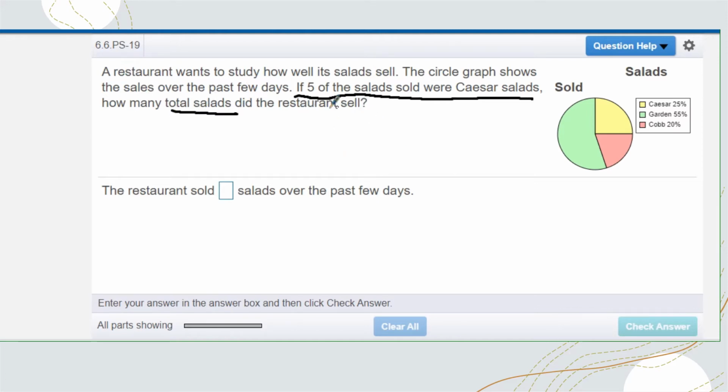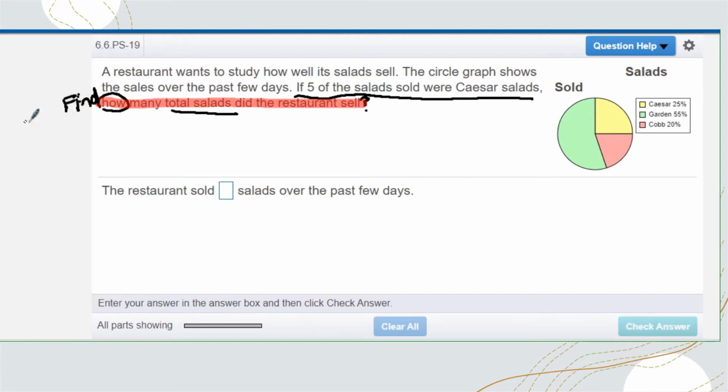So, what are we trying to find? Here's our question mark right here. So it says how many, this is our question word. So the question that we want to answer is how many total salads? So we're trying to figure out what is the whole. So this is what we're trying to find.